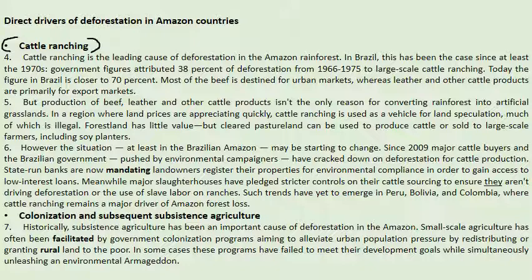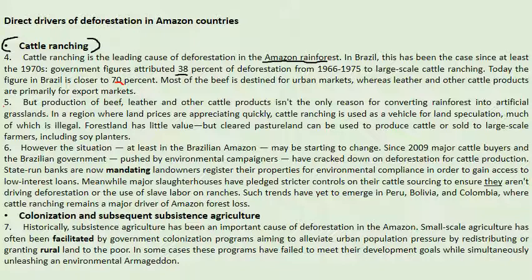Cattle ranching is the leading cause of deforestation in the Amazon rainforest, as we said before. In Brazil, this has been the case since at least the 1970s. Government figures or numbers attributed 38% of deforestation from 1966 to 1975 to large-scale cattle ranching. Today, the figure in Brazil is closer to 70%. Most of the beef is destined for urban markets, whereas leather and other cattle products are primarily for export markets.